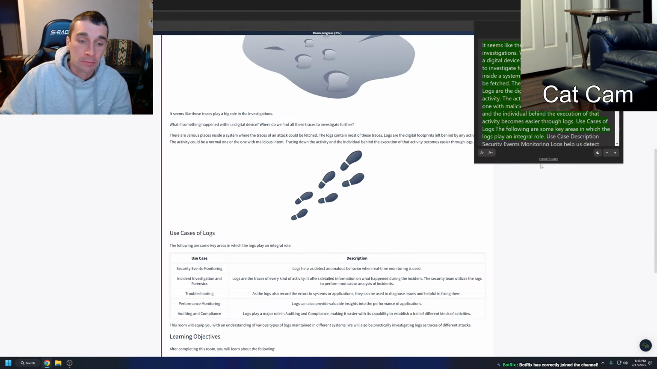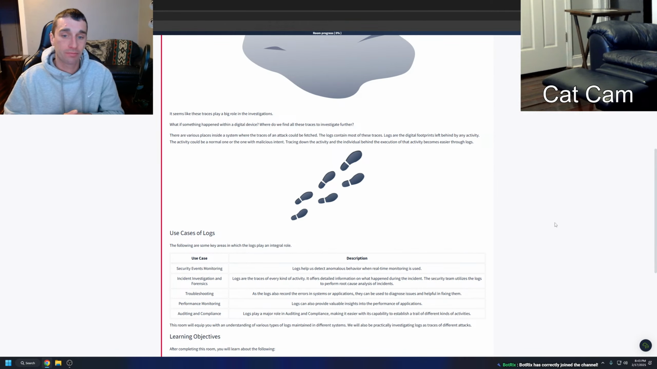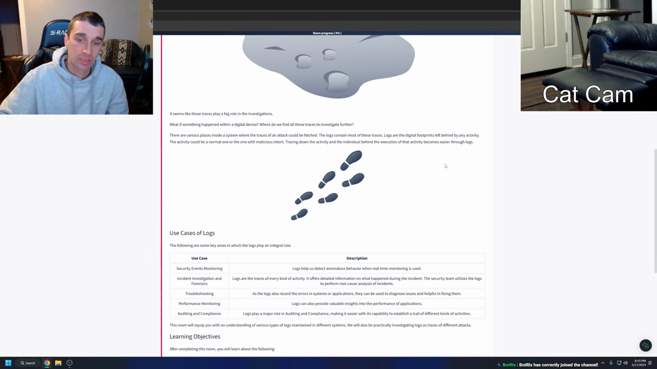We find all these traces to investigate further. There are various places inside a system where the traces of an attack could be fetched.